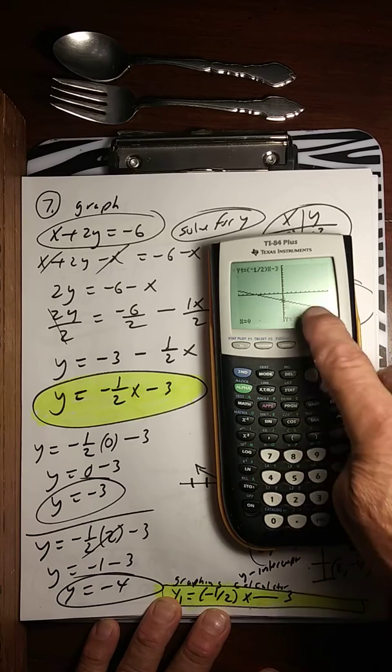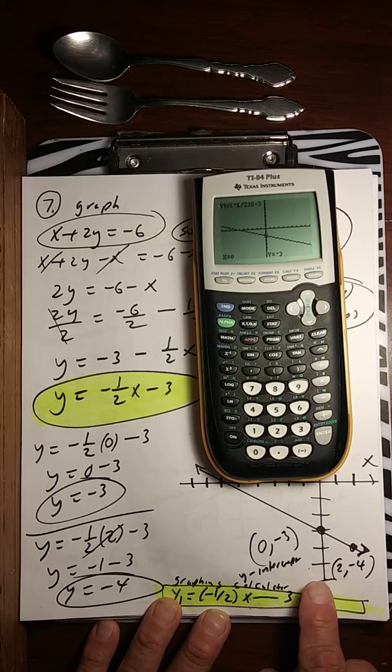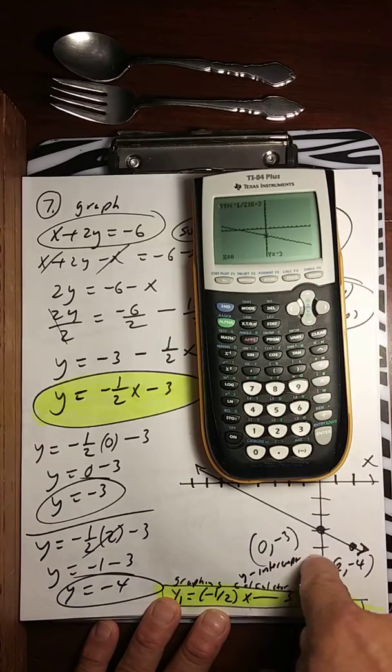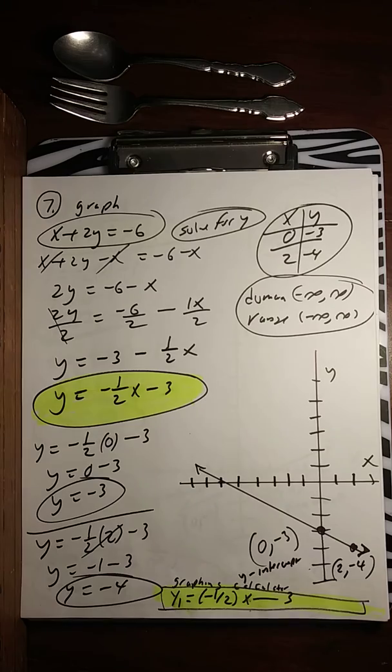See the graph right there? And you can use trace to get you points. So it says 0 and minus 3 is 1 point. Same thing as this. You can just trace and move it around, find some other points. Okay, next one.